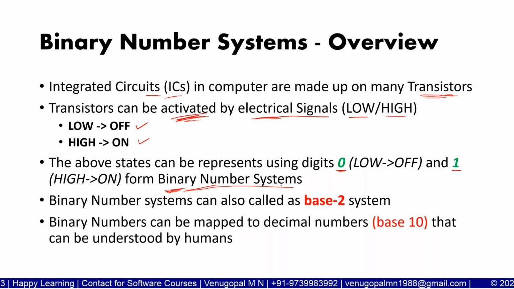In the binary number system, we can represent anything using either 0 or 1. That's the only idea. The binary number system is also called the base 2 system, because we have only two digits. Binary numbers can be mapped to decimal numbers, which are base 10 and can be understood by human beings. In any common transaction, such as on your phone, Google Pay, or when you go to a shop and pay money, we use 10 rupees, 100 rupees; the base we use there is 10. The binary number system uses base 2.